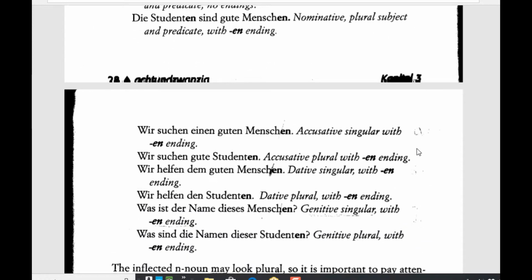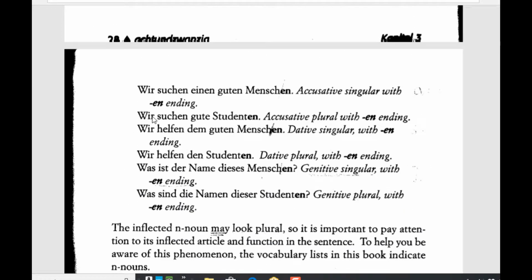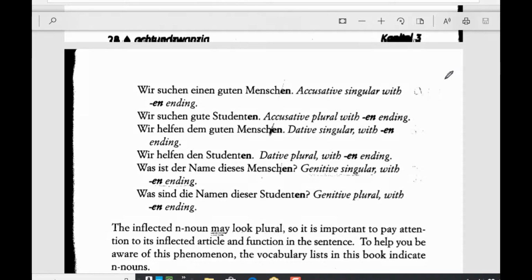But if you come to a sentence here, let's read this out loud. Wir suchen einen guten Menschen, everybody. Wir suchen einen guten Menschen. Good. Now, this looks like it's a plural formation, but this is one of those N nouns, and you have the en ending in the three cases, genitive, dative, and accusative.